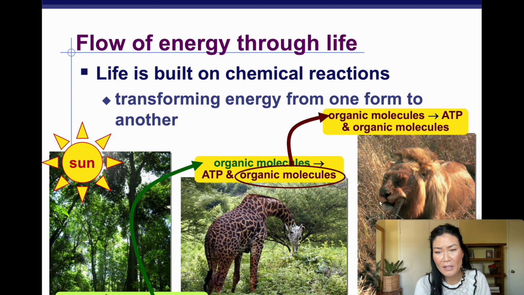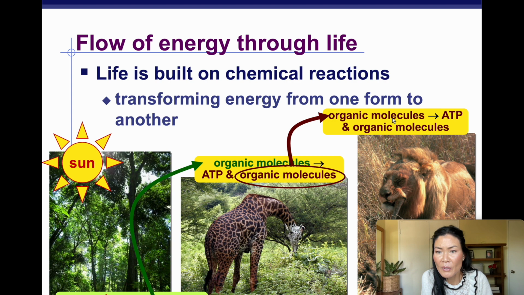And I'm kind of blocking it, and that's probably good because it's kind of a sad picture of a baby giraffe being eaten by this lion. But the lion is going to gain organic molecules from the giraffe. So when the giraffe makes organic molecules, it's food for the secondary and tertiary organisms, okay?